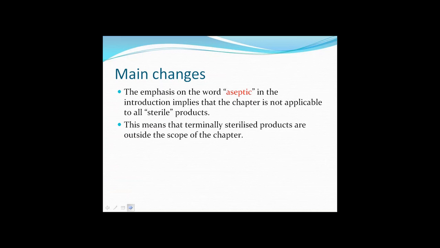Another important point to make is that having said that the chapter is focused on sterile processing, it doesn't include all sterile products, but only those products that are filled aseptically. So terminally sterilized products fall outside the scope of the chapter. However, again, there are aspects of clean room design and operation within this chapter that those involved with the manufacture of products that are terminally sterilized will find of interest.